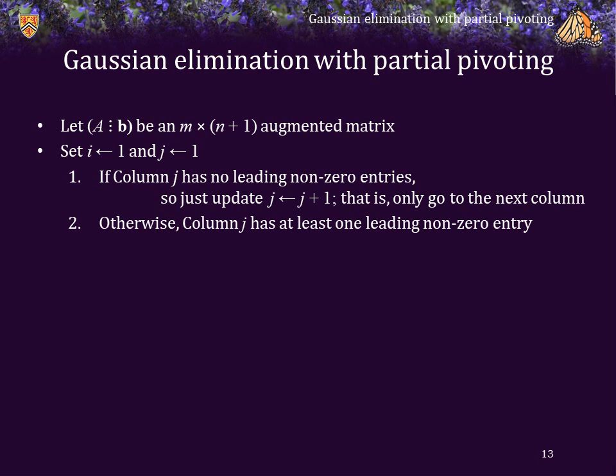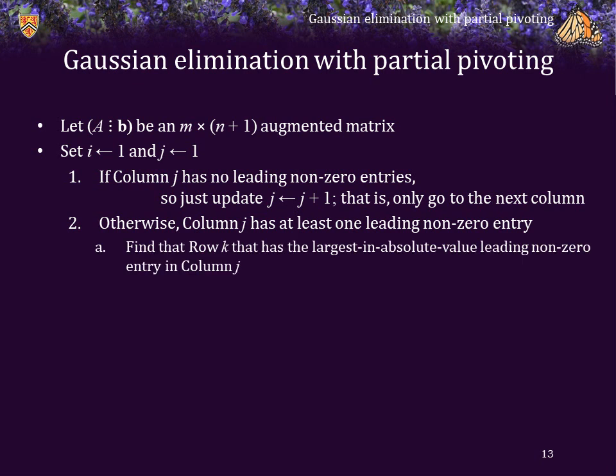However, if column J has at least one leading non-zero entry, we will find that row K that contains the largest in absolute value leading non-zero entry within column J. Alright, so having found that largest in absolute value leading non-zero entry and determined that it is in row K, then what we will do is swap row I and row K. So now the largest in absolute value leading non-zero entry within column J is in row I.